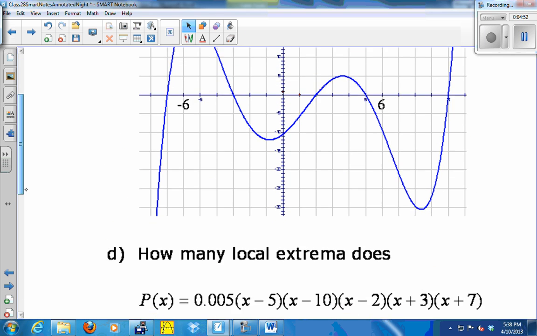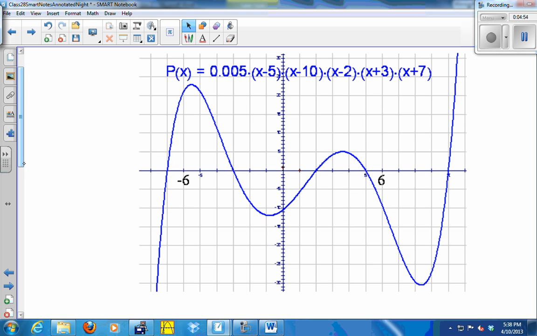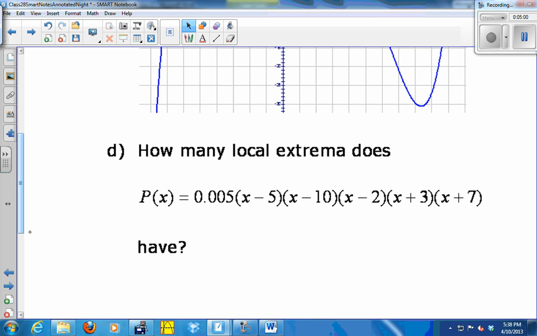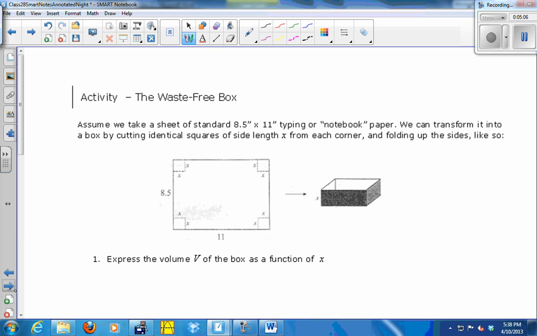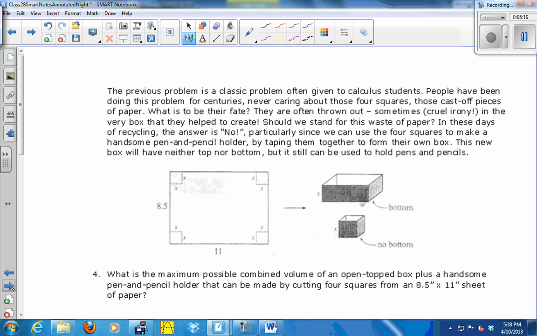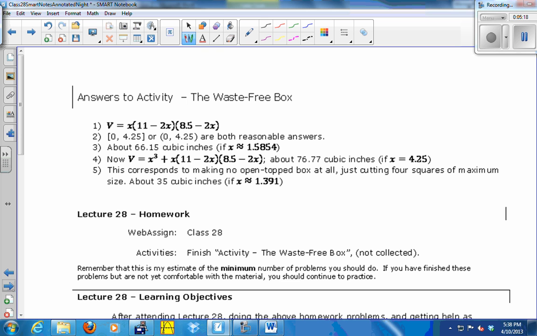Okay, and then finally, just taking a look at this graph, how many extrema does it have? 4, for local maxes and mins combined. All right, so that about finishes up class 28. We're going to skip this activity. You can look at it later on your own if you want. And we're just going to jump to class 29.